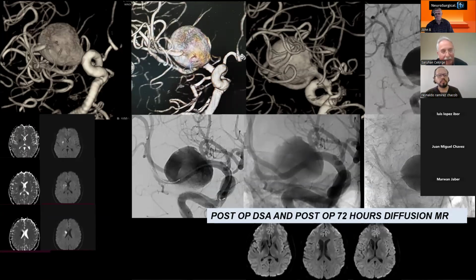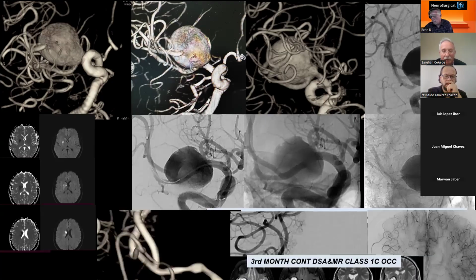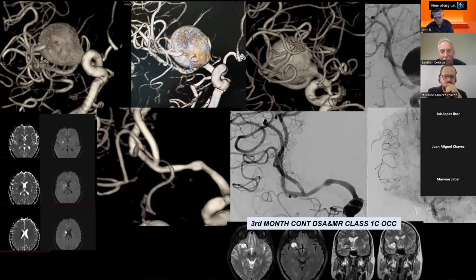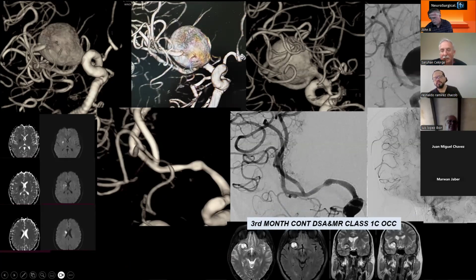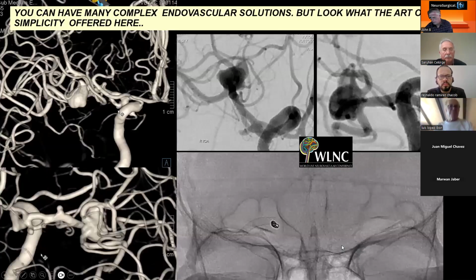to reconstruct this giant aneurysm with surgical clipping. However, one of my former fellows did just the placement of a flow diverter pipeline, and this is the art of simplicity. And this is the 3rd month later. It's a class 1C asymptomatic occlusion of the superior trunk, which used to be coming off the aneurysm sac, now it is retrograde filling. And this is the 3rd month control MR in this patient.